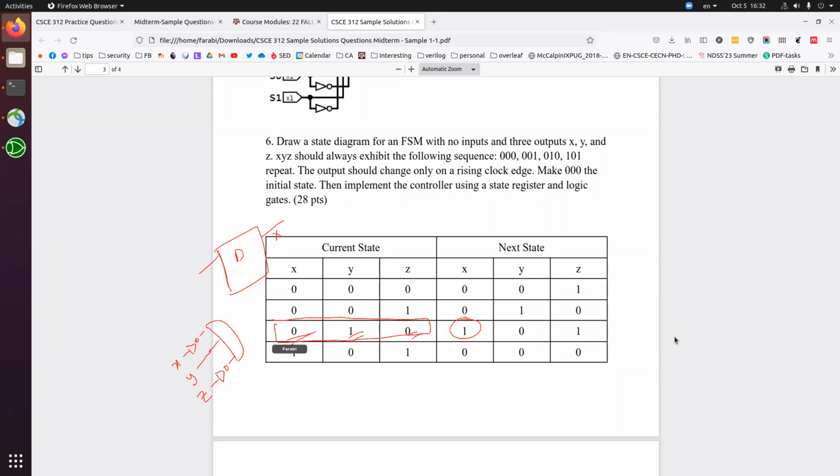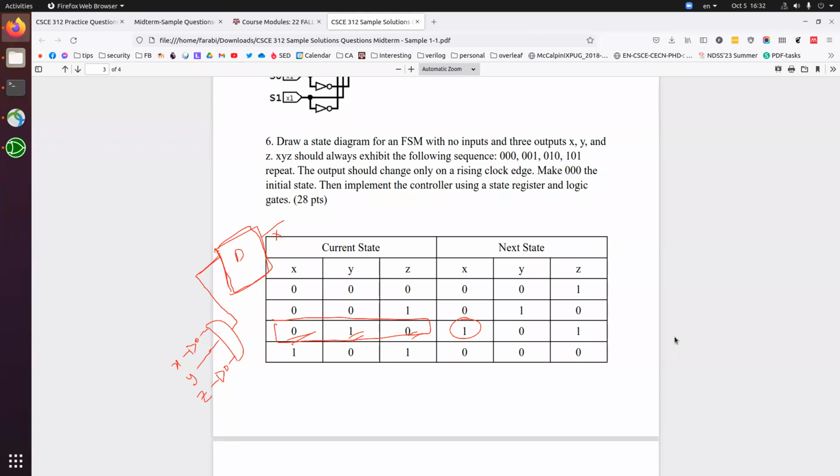So this is 1, and this is the input for D0. If this is not 1, then the input would be 0. So that's how you can get the input for the X bit. In a similar way, you can get the input for the Y bit, and the Z bit. Once you do that, your circuit should work properly, and it will go from 000 to 001 to 010, 101.